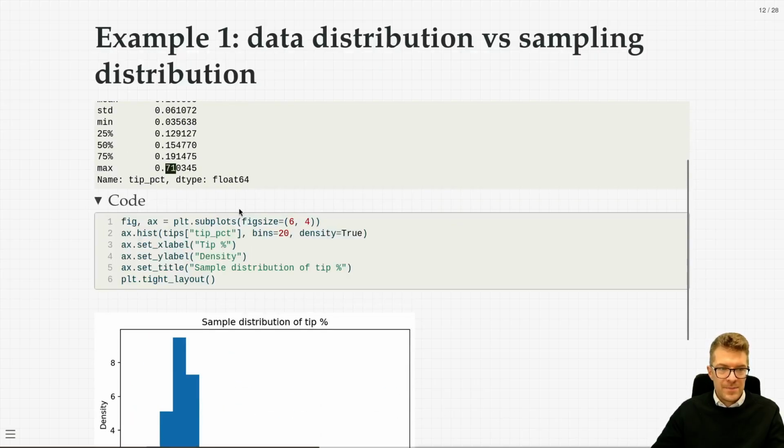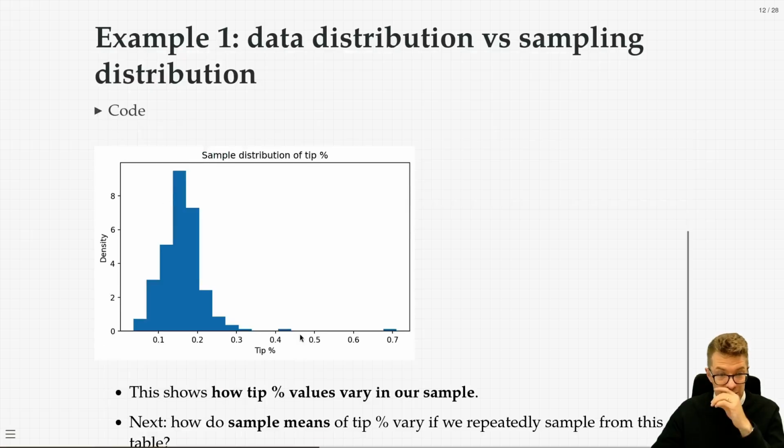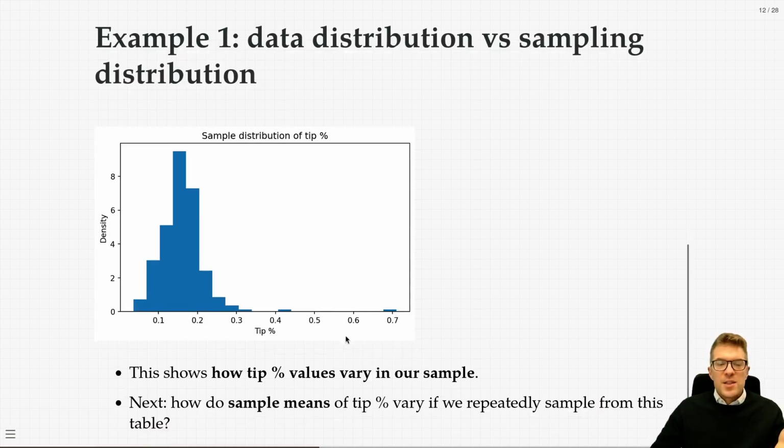So here's the code that just shows the sample distribution. Here's all the tips, and here's the distribution we see. It's pretty coarse. You can see it's a little bit tilted, shifted a little bit to the left. There's not too many tips of 70% or 40% and so on. This just shows how the tip percentage values, the actual values we observe on the actual receipts, will vary in our sample. But we want to see, do the sample means of the tip percentage vary if we keep on taking different samples from this table, in a similar way that we did bootstrapping in a previous module?